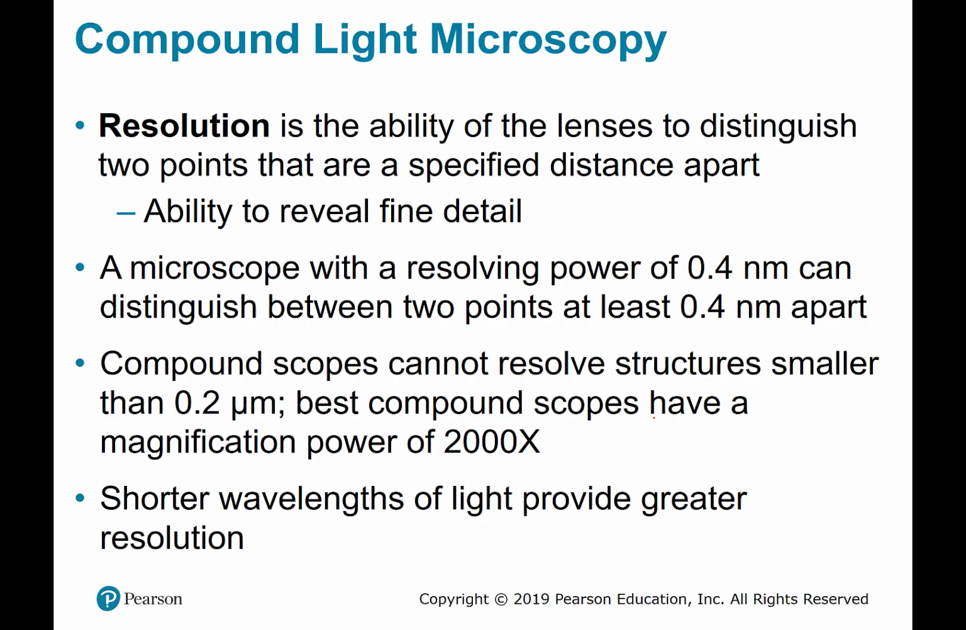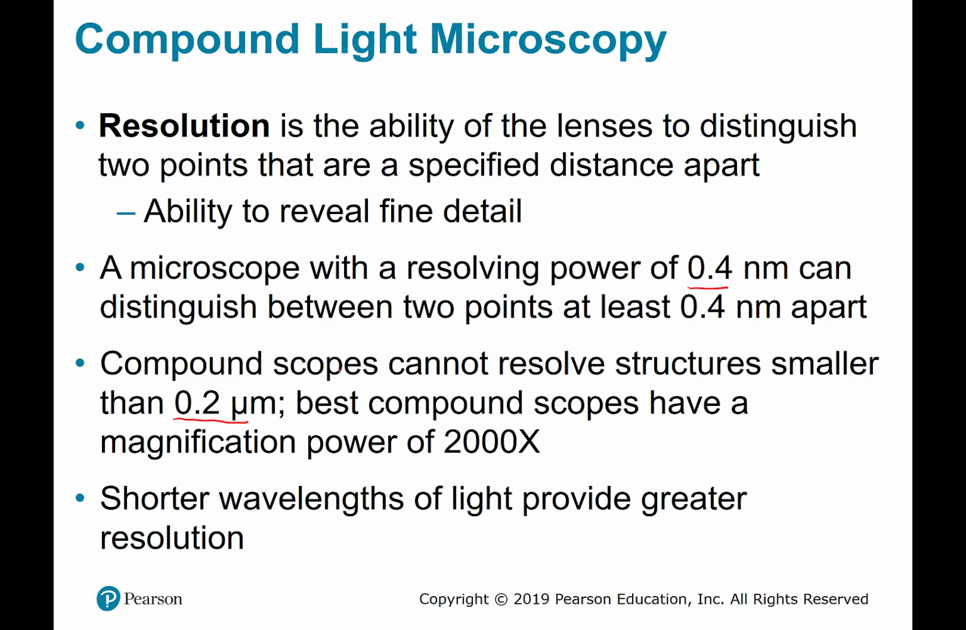Now, another term that's important when we're talking about the compound light microscope is resolution. Resolution, or resolving power, is the ability of those lenses to distinguish 2 points that are a specified distance apart, or the ability to reveal fine detail. So a microscope with a resolving power or resolution of 0.4 nanometers can distinguish 2 points that are at least 0.4 nanometers apart. With our compound light microscopes in the laboratory, they have a resolving power of around 0.2 micrometers.